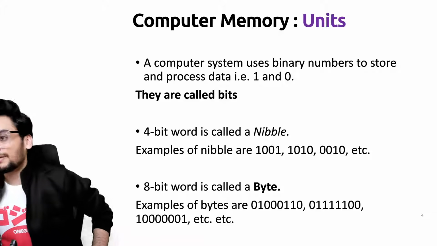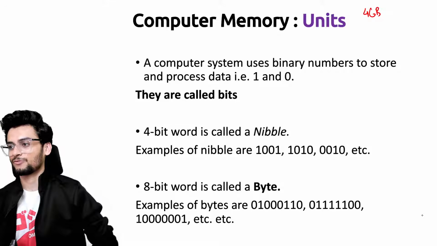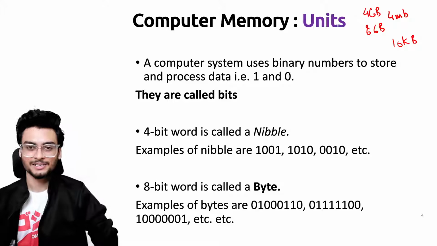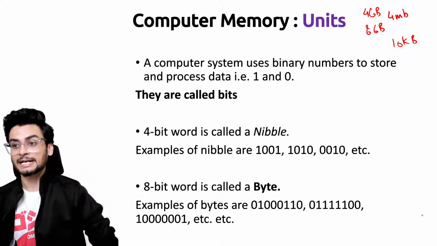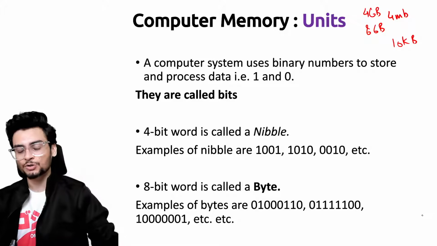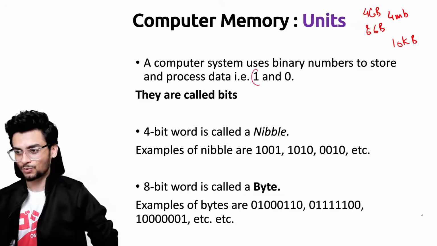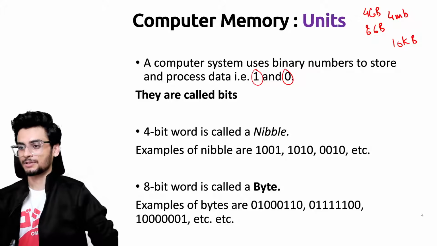Okay, so now let's look at the units. What is 4 GB? What is 8 GB? What is 4 MB? What is 10 KB? What are all those things? So in order to understand the units of computer memory, we need to understand that all electronic devices use only two digits, which is 1 and 0.